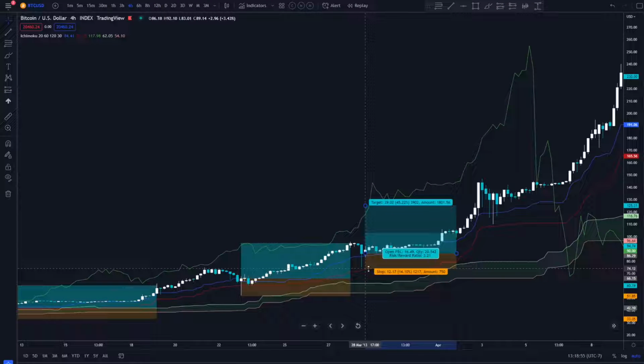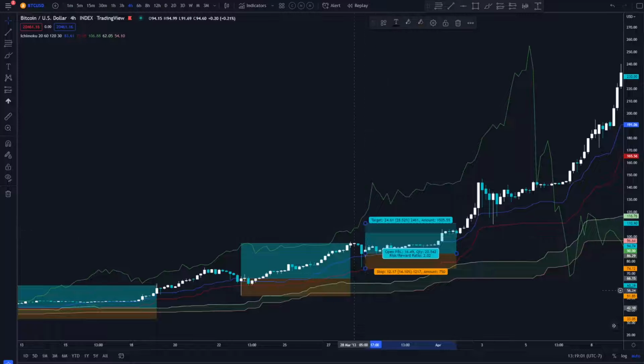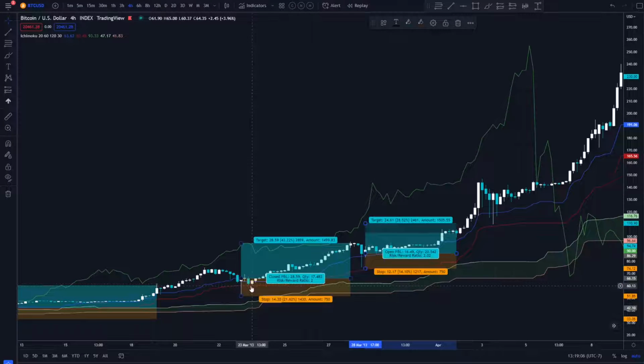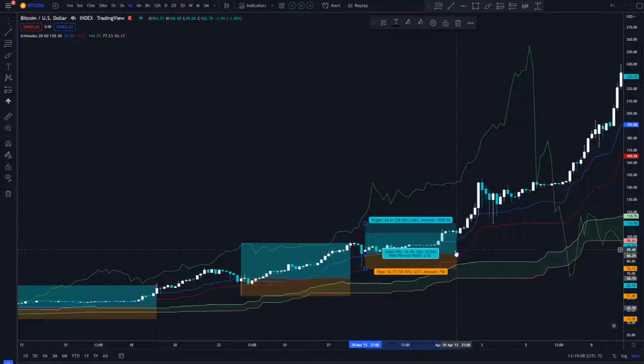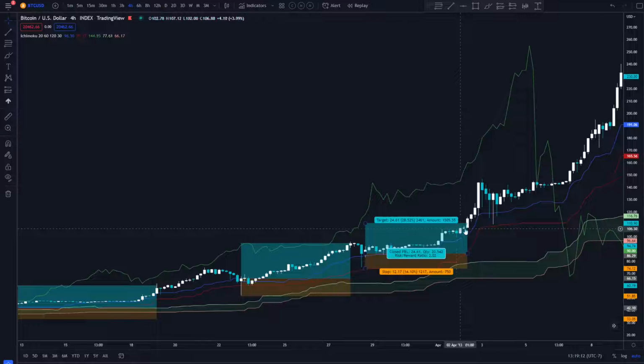I would once again use the wick because it's a really sizable wick. There's a little bit of discretion here. If this wick wasn't so long, then I would probably choose this swing low back here. But since that's a really nice demand wick, we can just use that. And once again, targeting 2 times the risk. And you can see it was another winner.